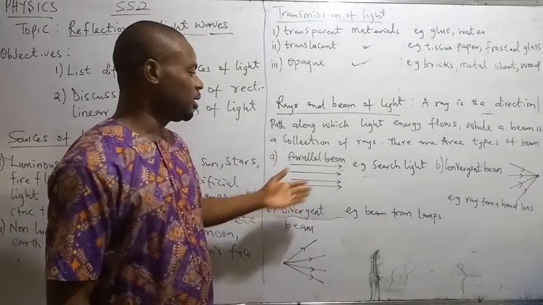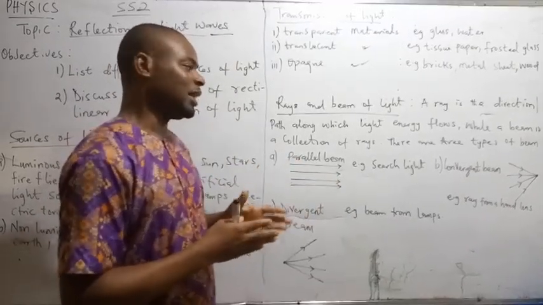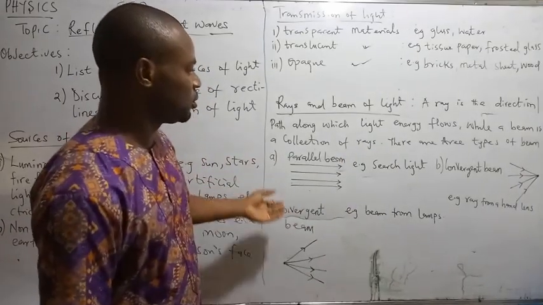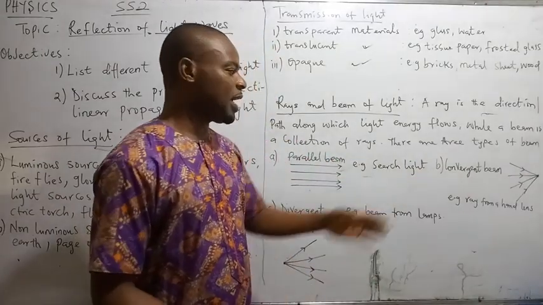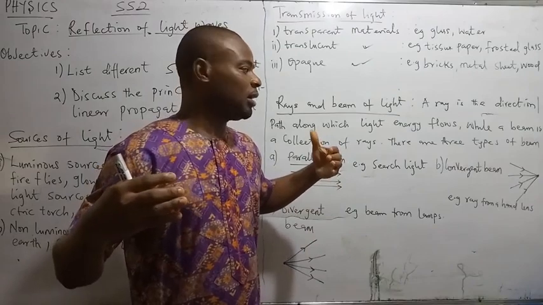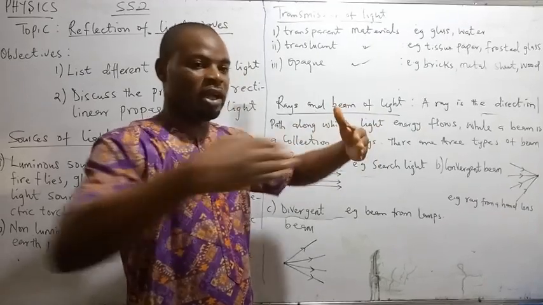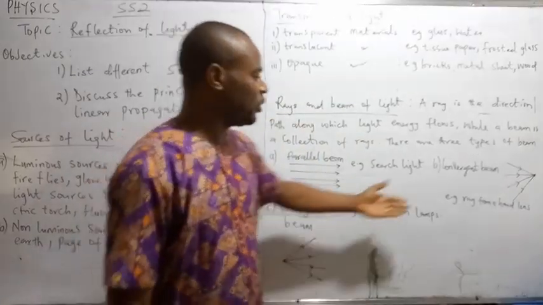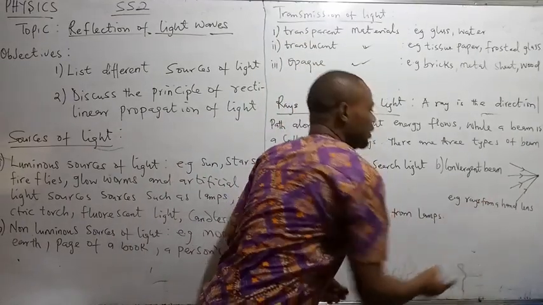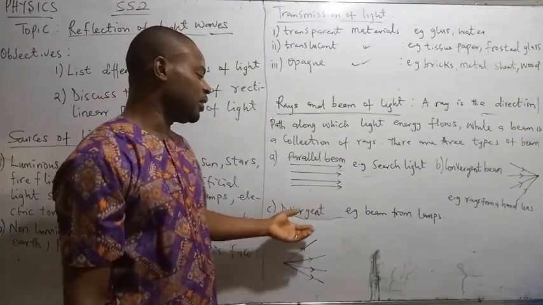As you can see on the board, in a parallel beam, you can see that the rays are what? Parallel to each other. An example is what? Searchlight. Number two, we have convergent beam. Here the rays come from different sources and meet at a point. So they converge or meet at a point. An example is rays from a hand lens.